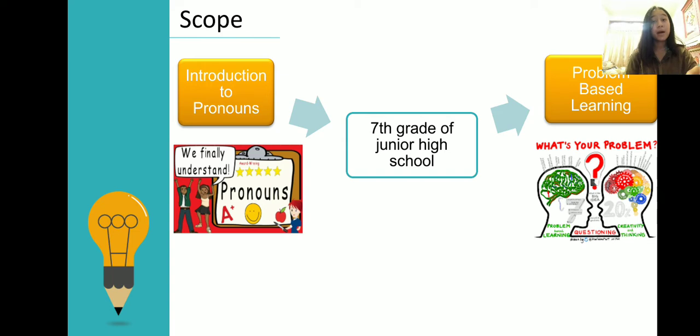And the next is the scope. Here I choose the introduction to pronouns material to be taught to 7th grade junior high school students using the relevant theory, namely problem-based learning. In connection with the subject matter, introduction to pronouns is dominated by problem solving, so the problem-based learning model is suitable to be applied in learning English.